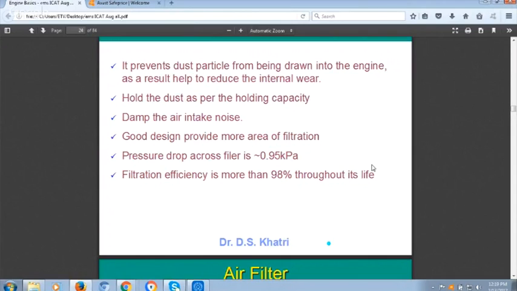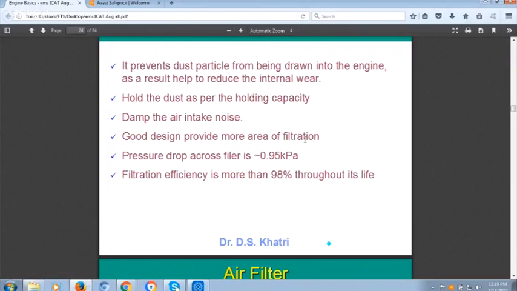So that you can meet the noise level regulation. So it also helps. You remove the air cleaner, you see the engine becomes more noisy. Good design provides more area of filtration. Like I told you that pleats are there: the number of pleats, depth of the pleat, diameter. All these are the design parameters.